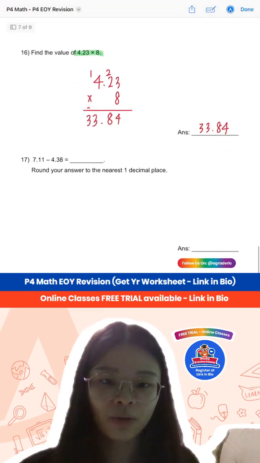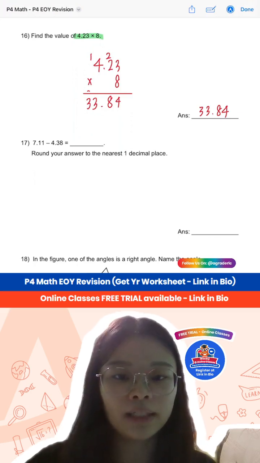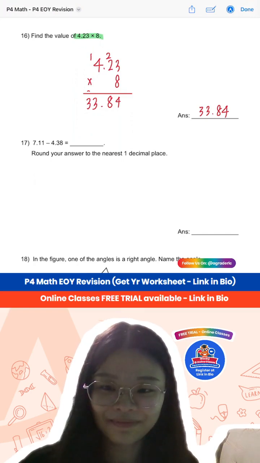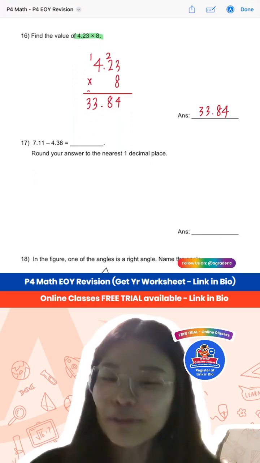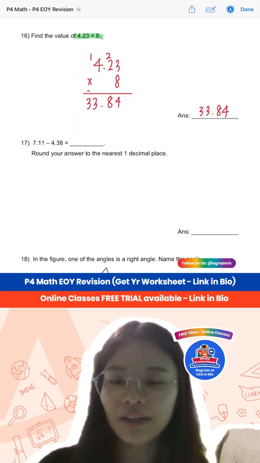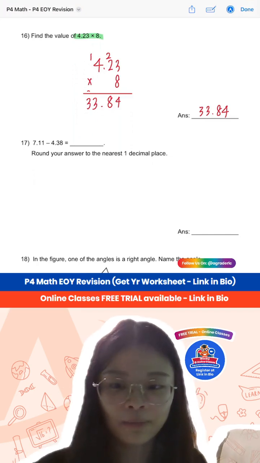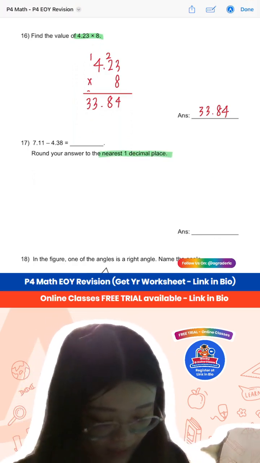Now question 17. 7.11 minus 4.38. You must read the question carefully. Round off your answer to the nearest one decimal place. So your subtraction is correct, but there's another step to do. Nearest one decimal place.